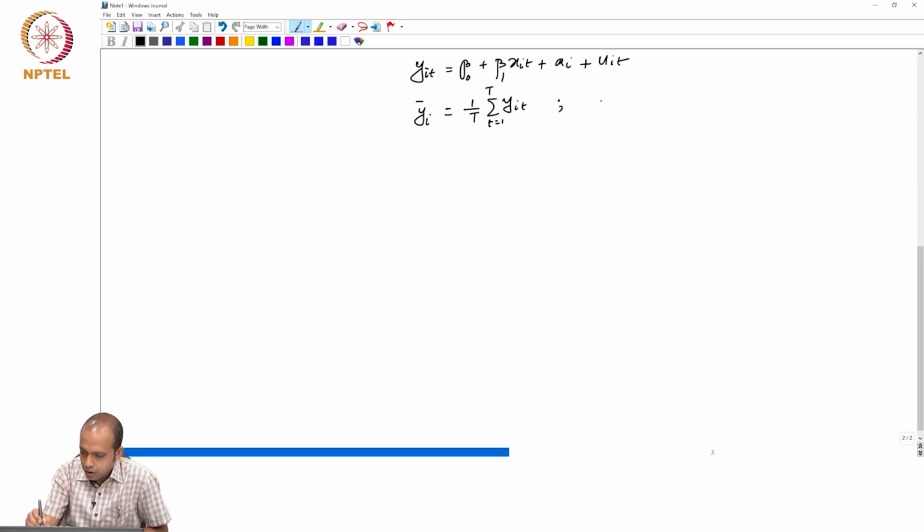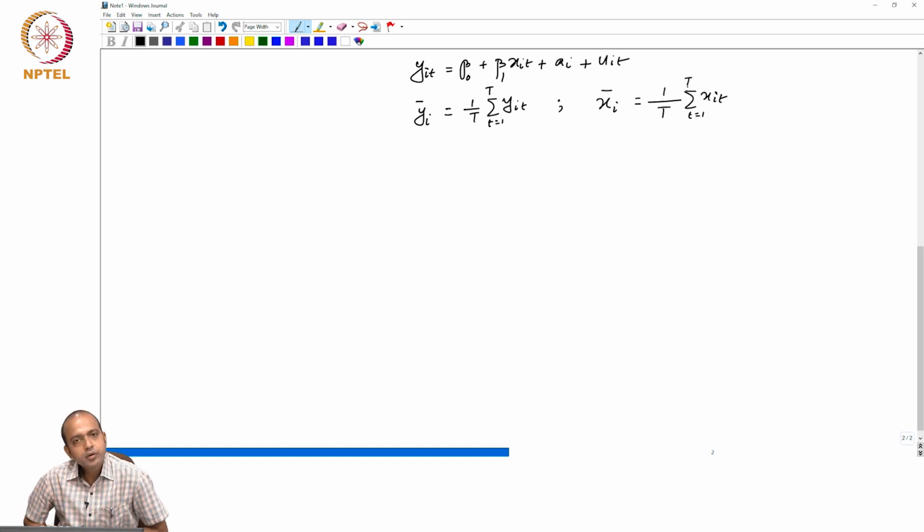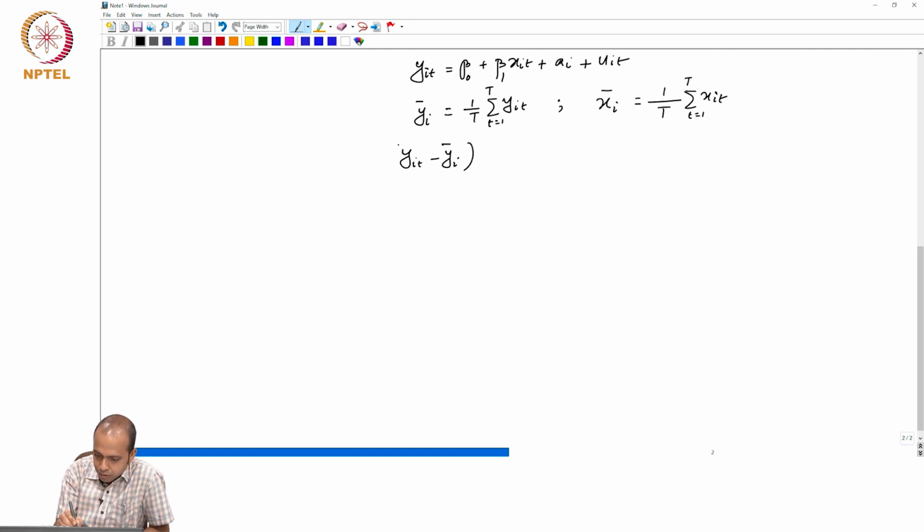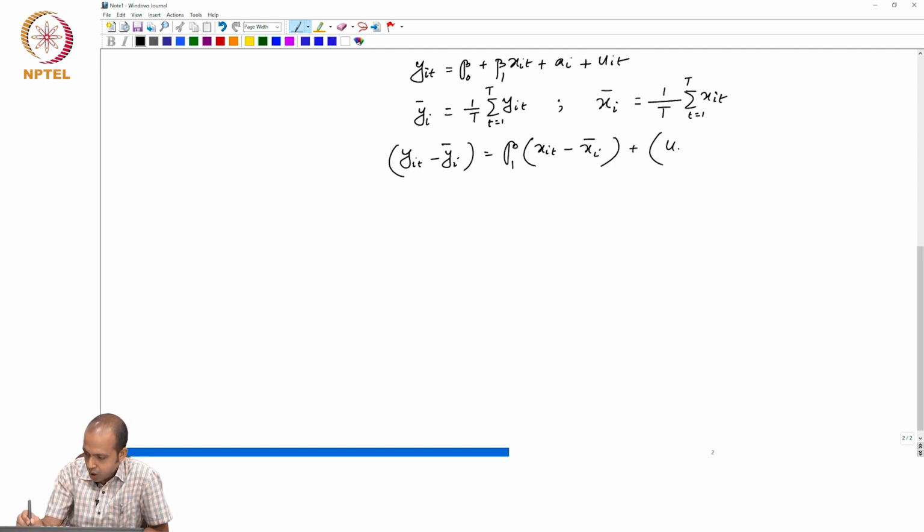Similarly, xi bar equals 1 by t sum of xit, t running from 1 to t. Then instead of taking first difference, we do this transformation: yit minus yi bar equals beta 1 times xit minus xi bar plus uit minus ui bar.